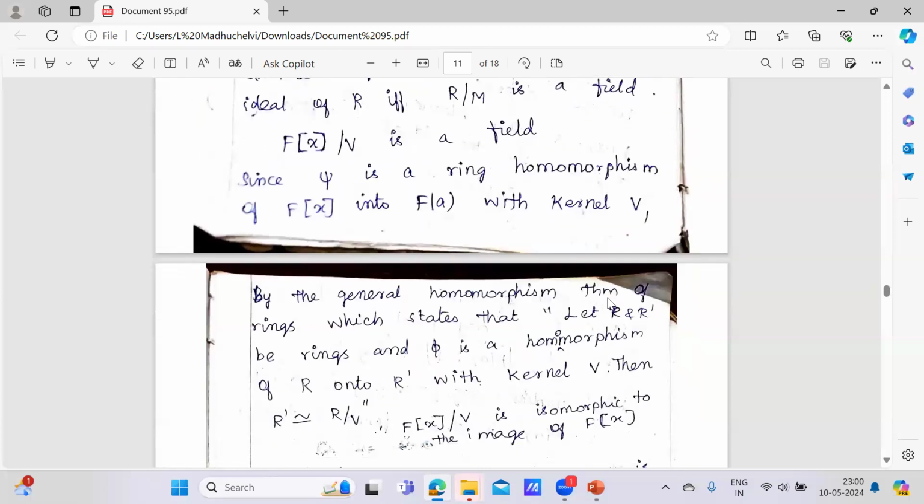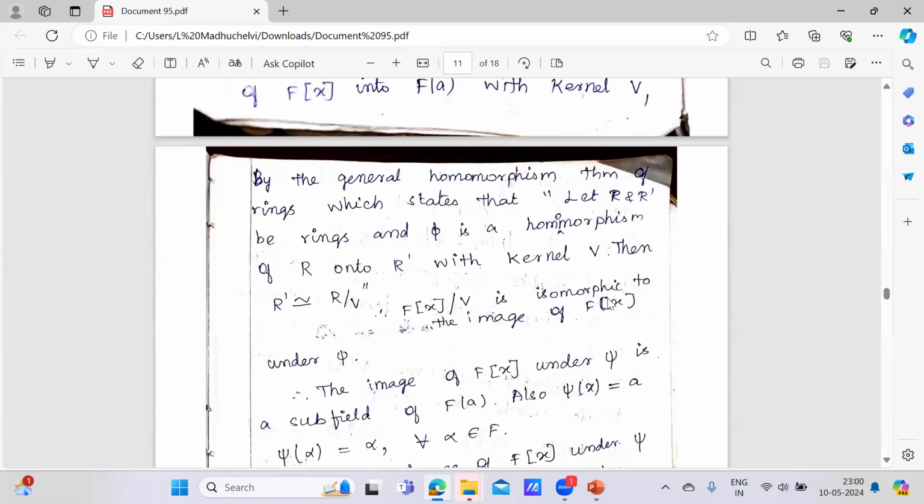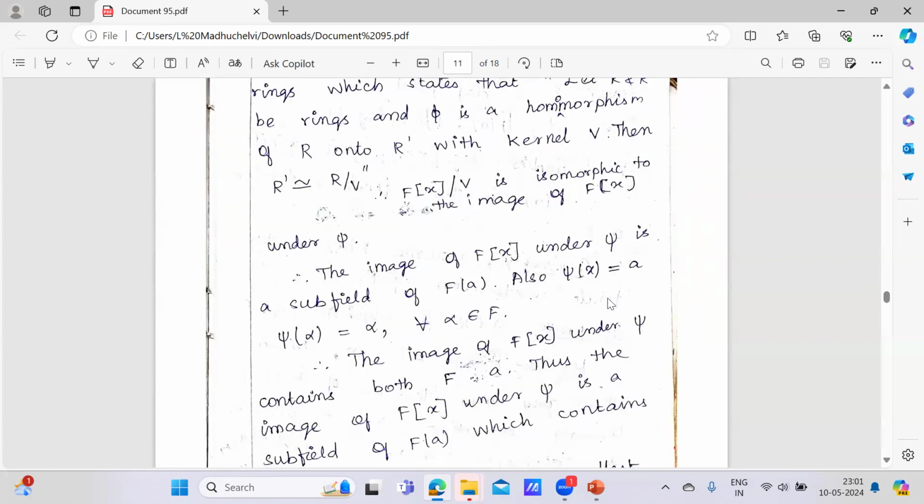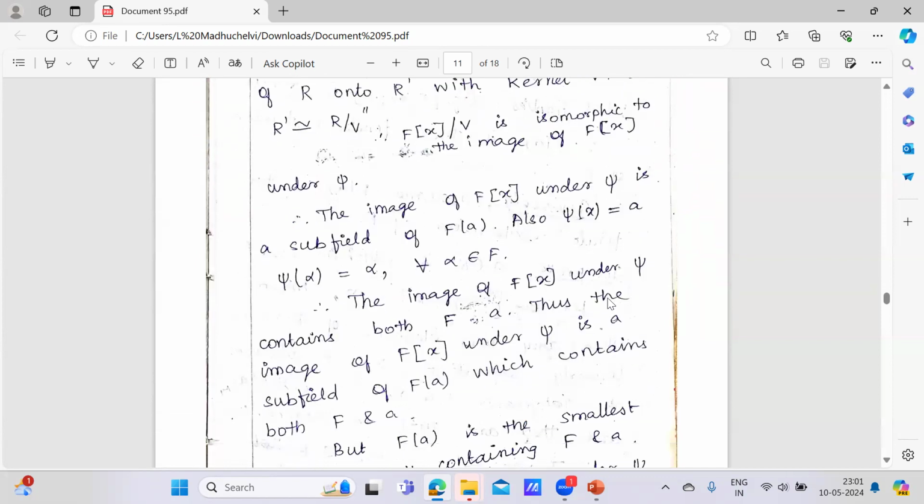Since psi is a ring homomorphism of F[x] into F(a) with kernel V, by the fundamental homomorphism theorem of rings, which states that if R and R' are rings and phi is a homomorphism of R onto R' with kernel V, then R' is isomorphic to R/V, F[x]/V is isomorphic to the image of F[x] under psi. Therefore, the image of F[x] under psi is a subfield of F(a).